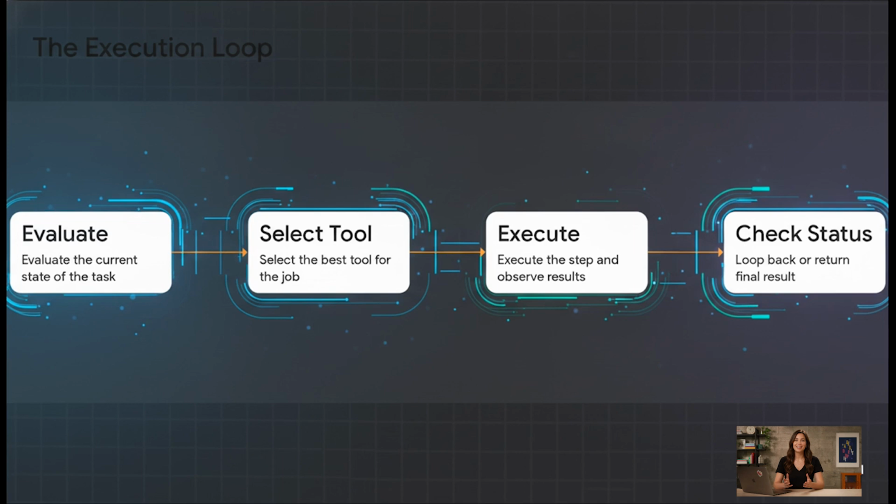Step 3, it executes the step and observes the result. And Step 4, it judges whether the overarching task is finished. If it is, boom, it delivers the result to you. If not, it loops right back around to Step 1.